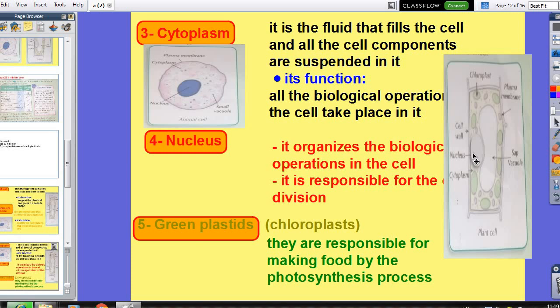We have also the nucleus. The nucleus organizes the biological operations like respiration, excretion, digestion, and it is responsible for cell division. What is meant by cell division? It means the increasing number of the cells. Like when I have a cell, this cell will produce another cell. This is what is meant by cell division. Also, we have the green plastid or chloroplasts, which are responsible for making the food of the plant by the photosynthesis process.